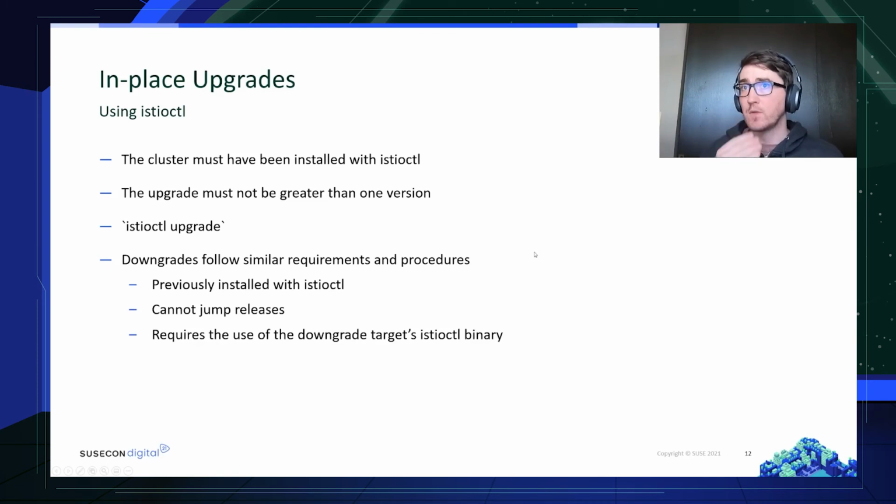So downgrades are going to have the one requirement that you have to be running the downgrade destination version for the target situation. So if you're going from, let's say, 1.8.3 to 1.7.3, you would want to be running the downgrade command with Istio 1.7, istioctl 1.7.